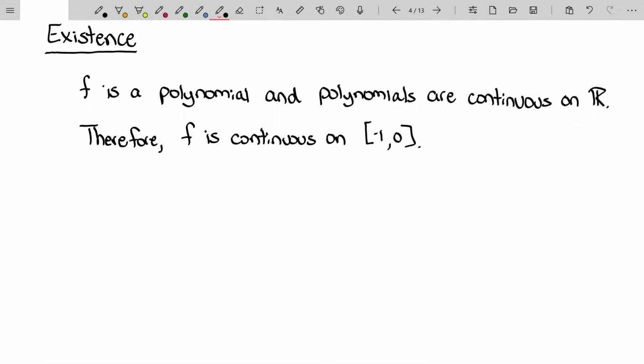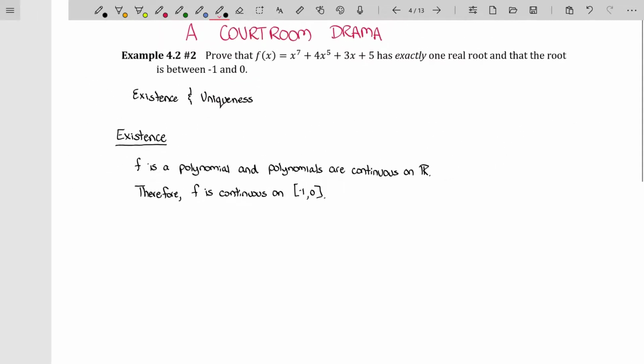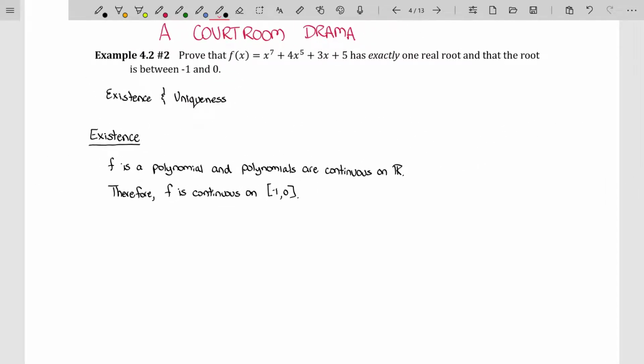So maybe I should write that down as well. Now I know what you're thinking, ladies and gentlemen. What does that have to do with proving that this function must cross the x-axis? Oh, by the way, if you are new to the world of mathematics, when I say that a function has a root, that means it crosses the x-axis. I'm using my dramatic voice.